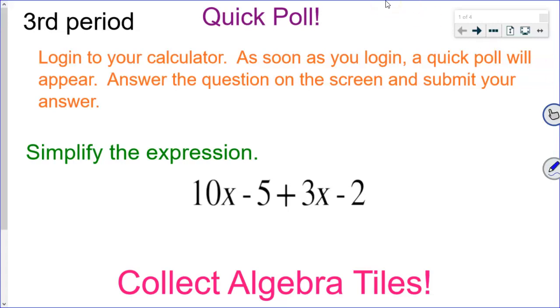Okay, as a quick poll, this is what you should be doing to get started. Based on our lesson from yesterday, we should be able to model this using some algebra tiles, or at least know how to manipulate this so that we can simplify it without. So 10x minus 5 plus 3x minus 2. Pause the recording until this is done.